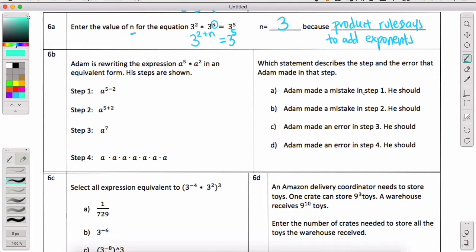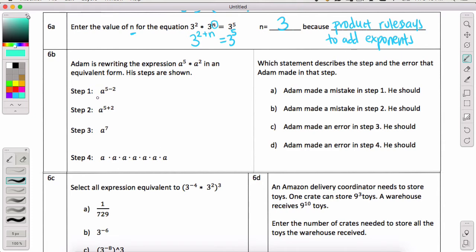Adam made a mistake in step 1. He should. Now it's cut off. I'm not sure what that means. Let me look at the paper here. It's cut off here as well. Looks like a printing mistake, so he should have done something different. I'm not sure. I'm going to skip over this part. Maybe they made edits in class on that.